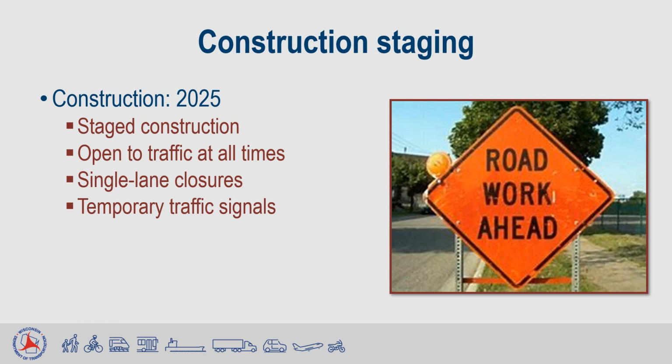Construction of the project is scheduled for 2025. Intersection improvements will be constructed using staged construction. Roadways will be kept open at all times with single-lane closures. During construction, the intersection will be operated with a temporary traffic signal. More detail on staging will be available later in the project schedule.